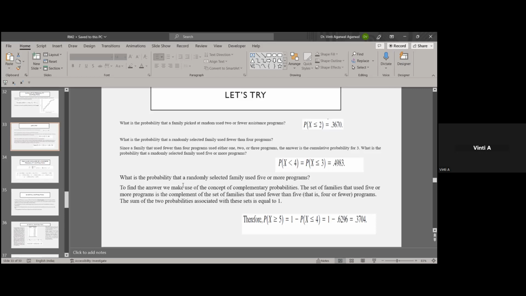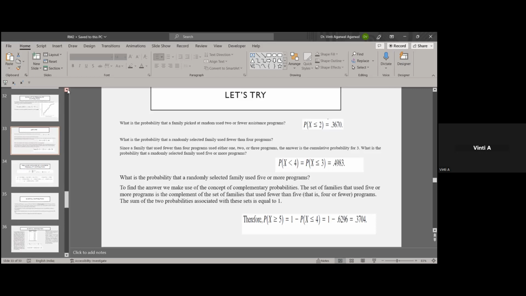Now let us say, what is the probability, if I use a cumulative frequency table, that a randomly selected family uses fewer than 4 programs? So they're asking me what is the probability that a randomly selected family uses fewer than 4 programs. Now if I go back to this table, what would the answer be?